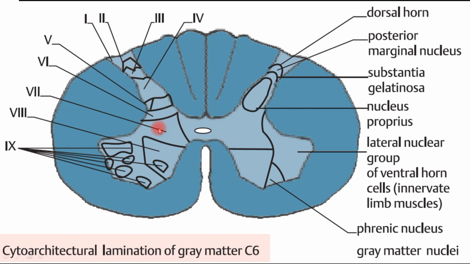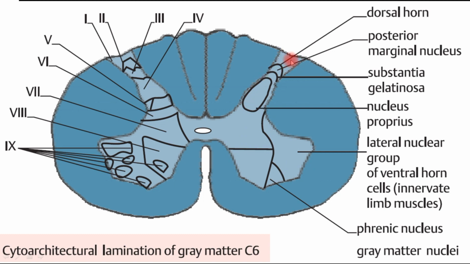Lamina 1 to lamina 6 corresponds to the dorsal horn of the gray matter. Lamina 7 corresponds to the lateral horn. Lamina 8 and 9 correspond to the anterior horn, and lamina 10 is the gray commissure, which includes the anterior gray commissure and the posterior gray commissure. So these are the further divisions of laminae.